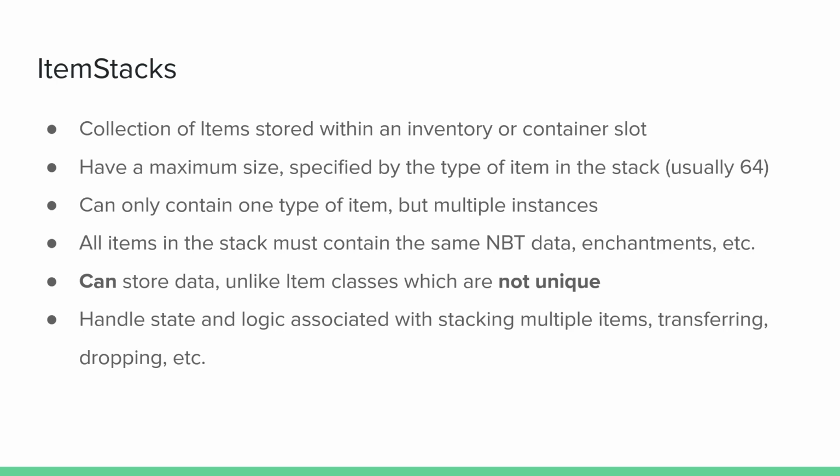And they can only contain one type of item, but they can have multiple of that item. But they all need to have the same data. So if you have a sword that has a certain amount of damage on it, swords have an item stack size of 1, but if they didn't, you can't stack two swords with different amounts of damage. They have to have exactly the same data. For the same reason, if you were to take a block of dirt and rename it to Bert or something, you can't stack Bert with normal blocks of dirt because they have different data.